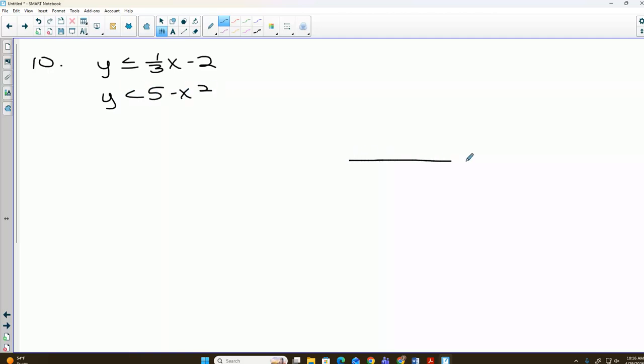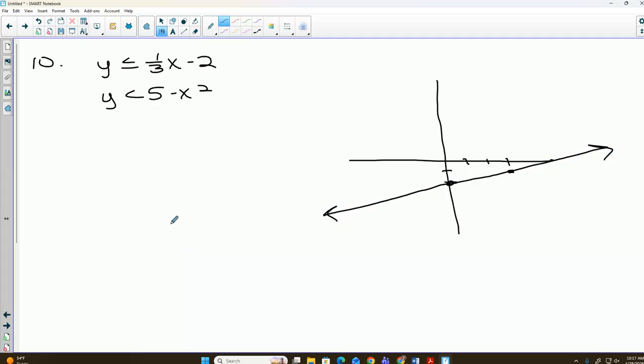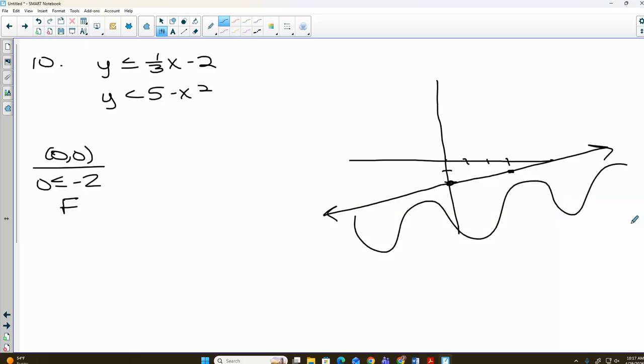So first one is already set up in y equals mx plus b form. Y-intercept is -2, slope 1/3. 1 over 3. It would be a solid because of the equal to. If you did a test point, you get 0 is less than or equal to -2. True or false? False. 0 is not less than -2, so we can't shade 0, 0. So we're shading this side of our line.